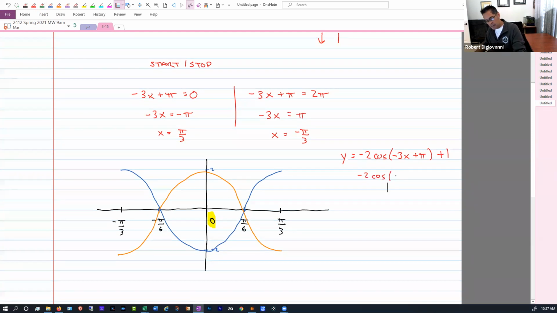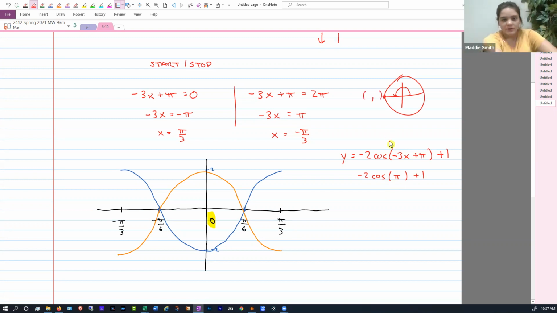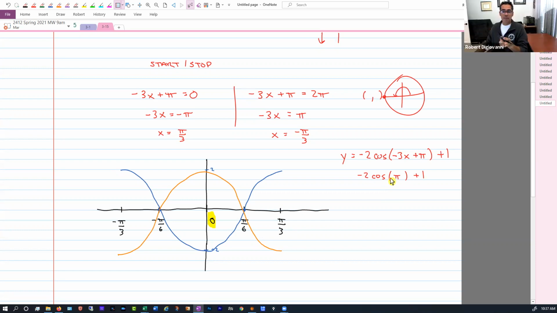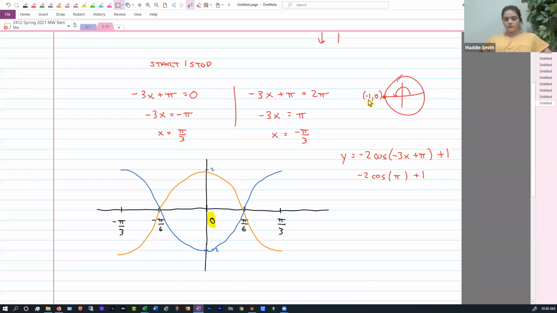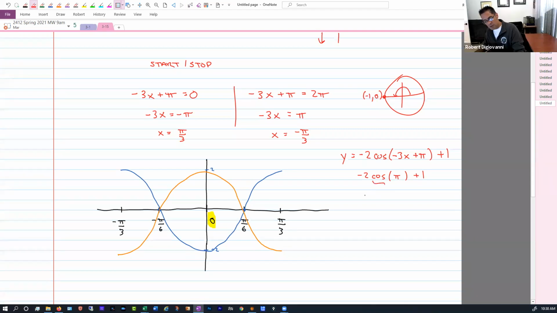When I plug 0 in here, I just get pi, and then +1. And what is cosine of pi? Go to your unit circle. Pi is here. What's cosine of pi? Wait, +1? Wouldn't it be -1? For cosine of pi, you have +1. Are you saying cosine of pi is -1? Yes, cosine of pi is -1, yes? Yes, so this is -1.